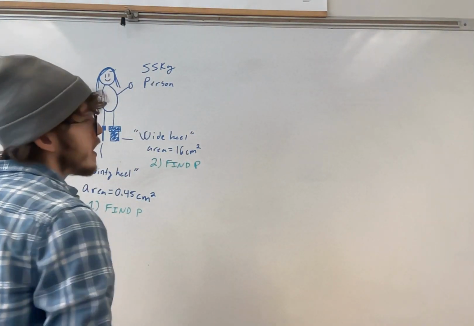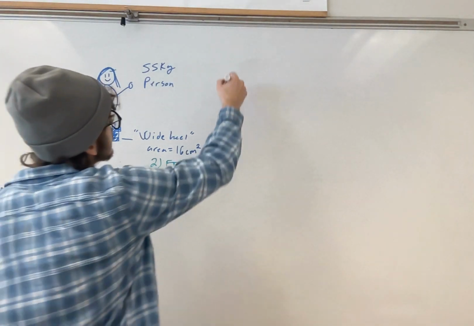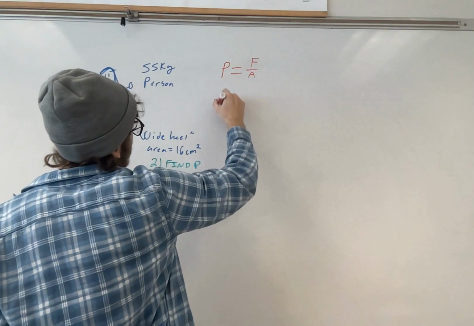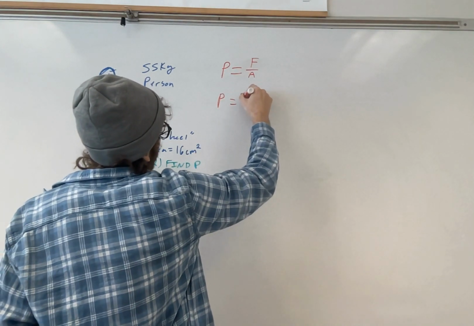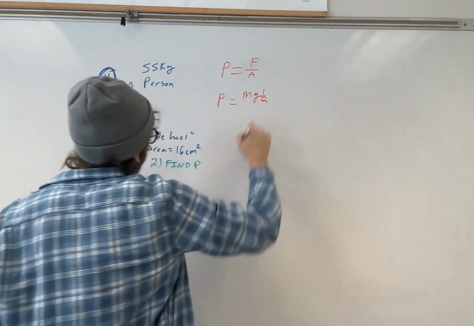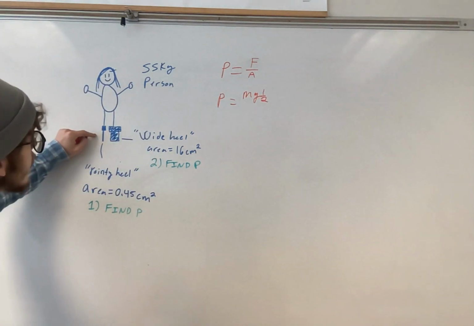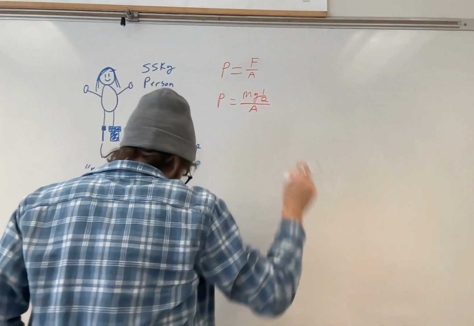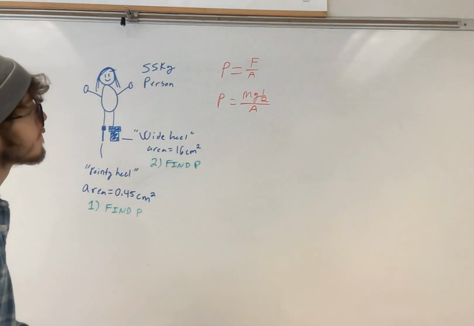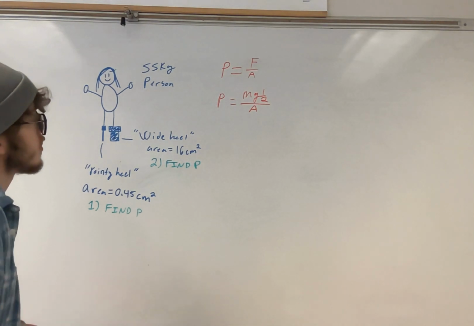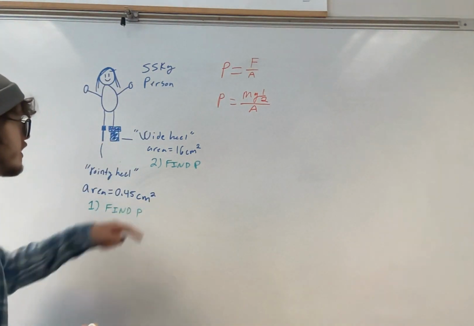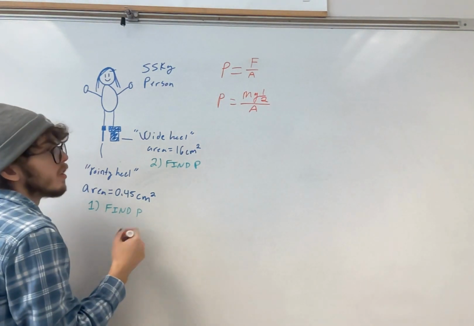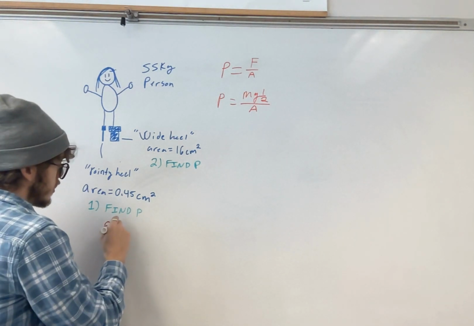Let's start with our pointy heel. We know that pressure is equal to force over area. We could rewrite this as pressure is equal to mass times gravity times 1/2, right? Because we said that bearing the weight on one of the heels is only 1/2 mass times gravity, and over area, and we already know the area, so we don't have to expand that anymore. Okay, so let's solve for pressure. And before we do that, let's convert our area to square meters, right? Because newton units are in meters, not centimeters.